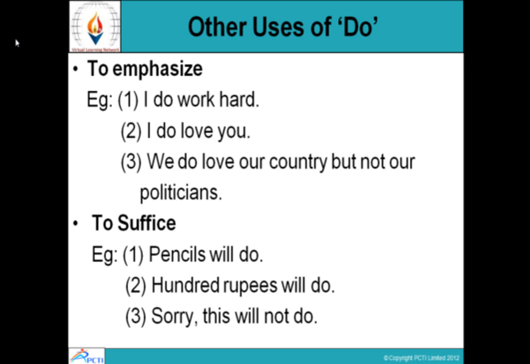100 rupees will do. I need some money. Oh, I only have 100 rupees. Fine, 100 rupees will do. 100 rupees will suffice. 100 rupees are sufficient. Sorry, this will not do. That means this is not acceptable. This is not sufficient. I hope you have understood the use of do to emphasize and to suffice.